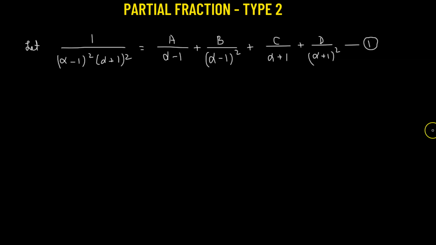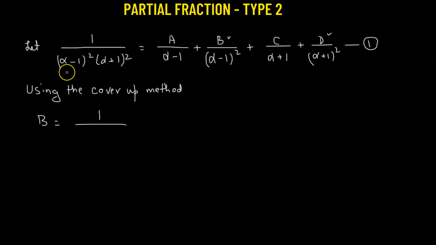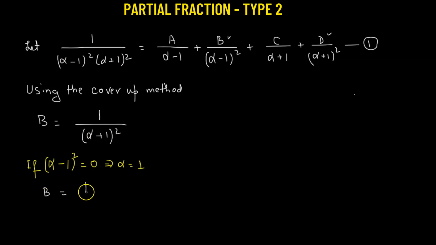Here we can use the method known as the cover-up method to find the values of the constants B and D. To find the value of B, we will consider our original rational fraction, and in this fraction we're going to cover up the denominator of B, which is the factor (alpha minus 1) whole squared. So we're left with (alpha plus 1) whole squared in the denominator. If we equate the covered factor to 0, this simply means that alpha has a value of 1. We can substitute this value to find B. So B equals 1 over, in place of alpha we have 1, so 1 plus 1, which is 2, 2 squared gives us 1 over 4.